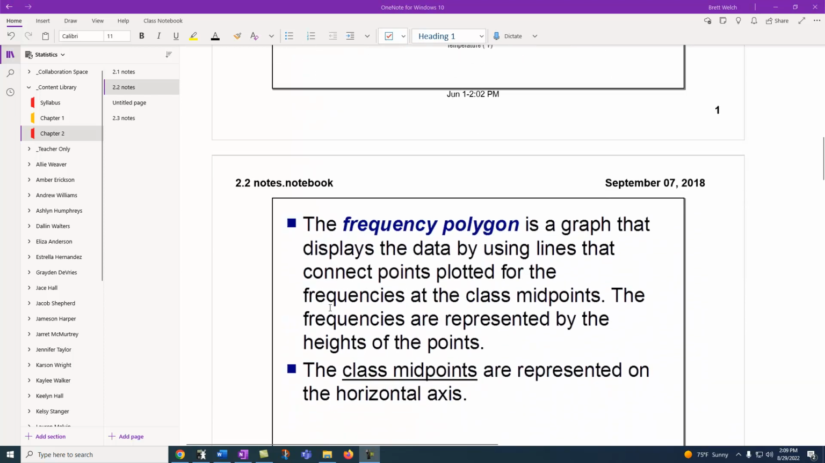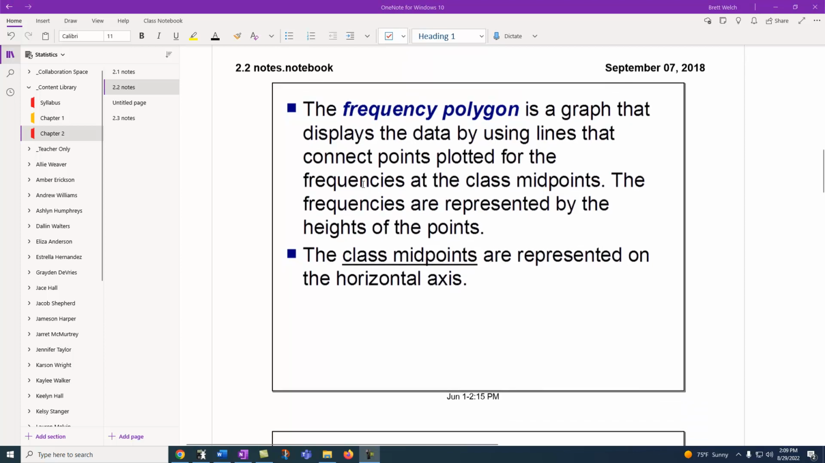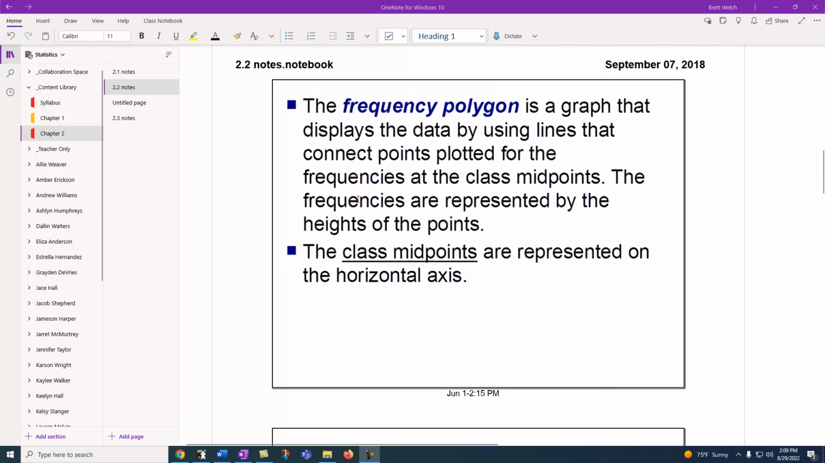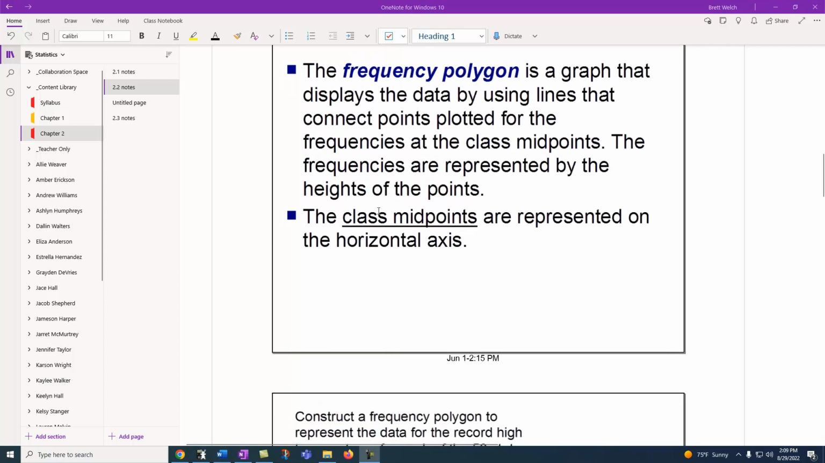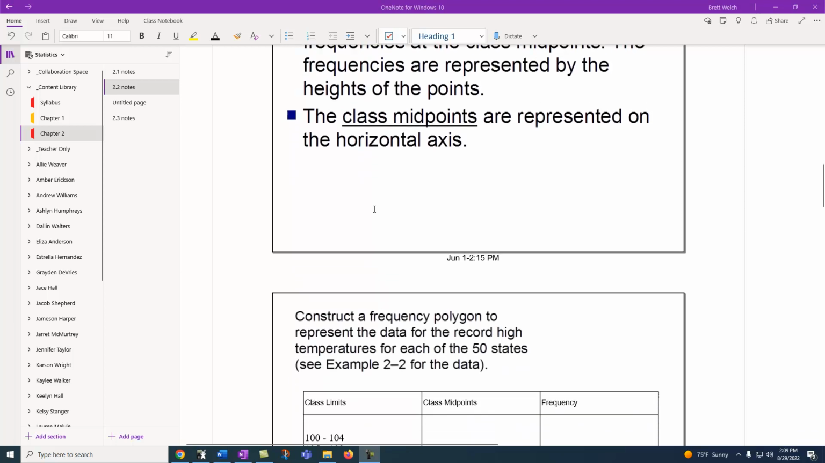Other types of graphs that we can use: one's called a frequency polygon. It displays the data by using lines that connect dots plotted for the frequencies at the class midpoints. The frequencies are represented by the heights of the points, and the class midpoint is represented on the horizontal axis.